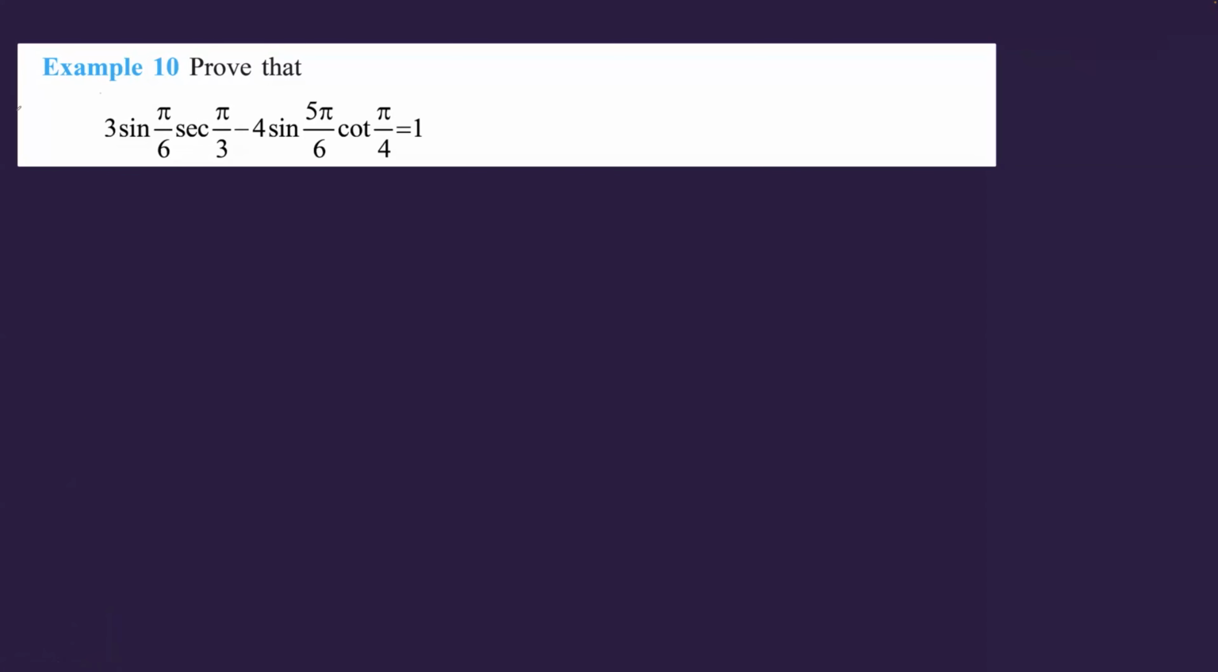So prove that 3 sine square pi by 6 secant pi by 3 minus 4 sine 5 pi by 6 into cot pi by 4 is equal to 1. So first let me make a note of all the values. What is sine pi by 6? It is half. Pi by 6 is 30 degrees. So all that you need to do is put 180 here. 180 by 6 is 30.